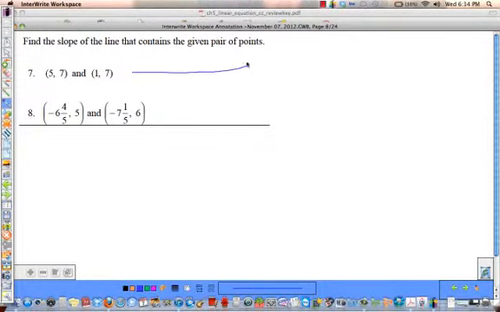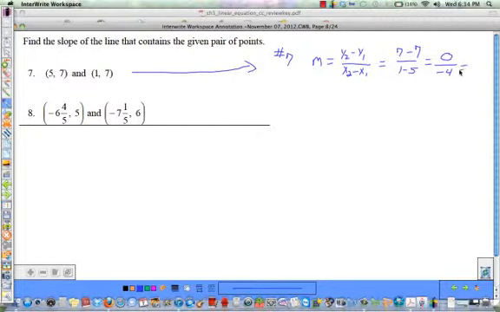Number 7. Find the slope of the line that contains the given pair of points. If you remember correctly, to find a slope from 2 points, we use the letter m, and we go y2 minus y1 over x2 minus x1. So our y2 is 7, our x2 is 1, and minus our x1, which is 5, which gives us 0 divided by -4, which is 0. So that's going to be a horizontal line.